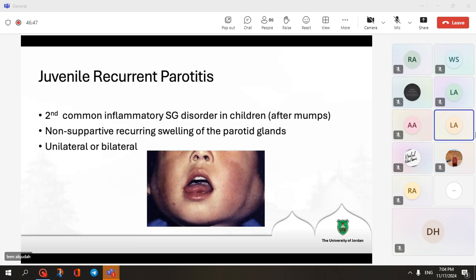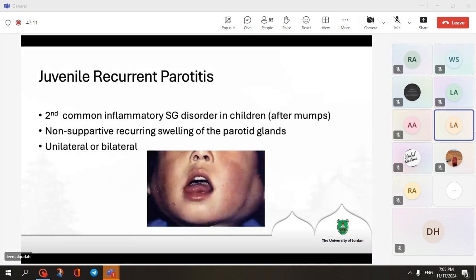This is the idiopathic. Basically, it's called the juvenile recurrent parotitis. It's the second most common inflammatory salivary gland disorder in children after mumps. It's non-suppurative, meaning it's not associated with any microorganism. If we do a culture, it will be negative for bacteria and for viruses, and it's usually either unilateral or bilateral, and it's usually resolved after puberty.